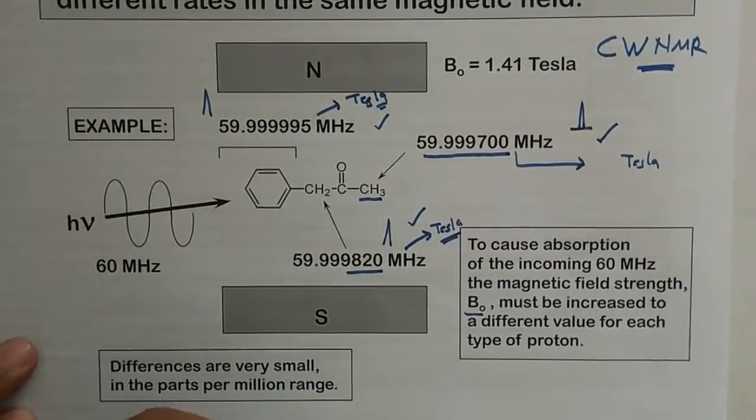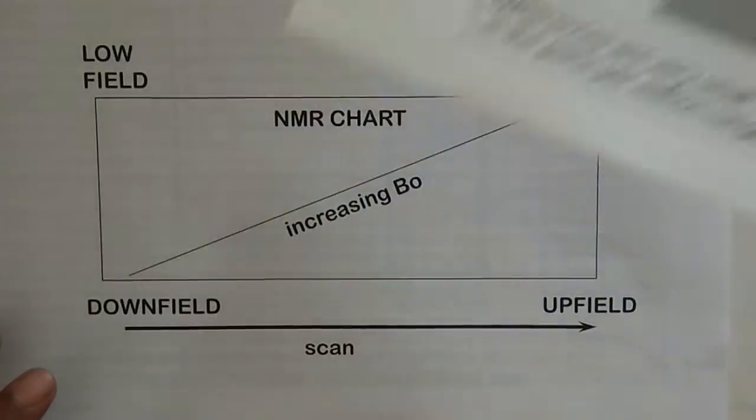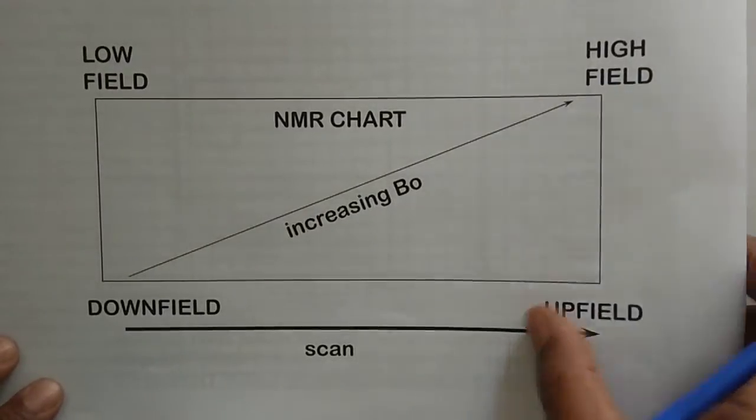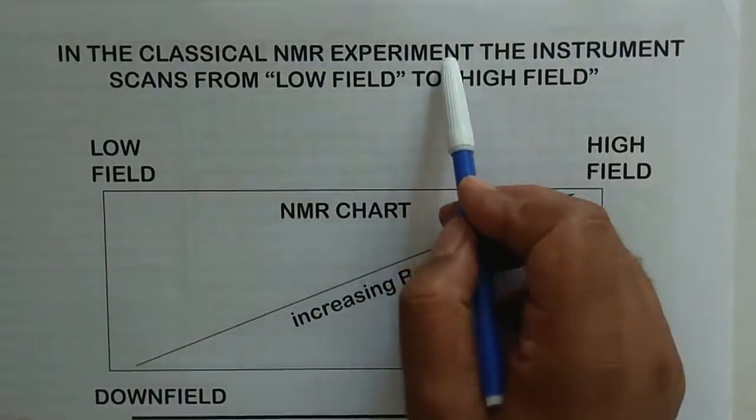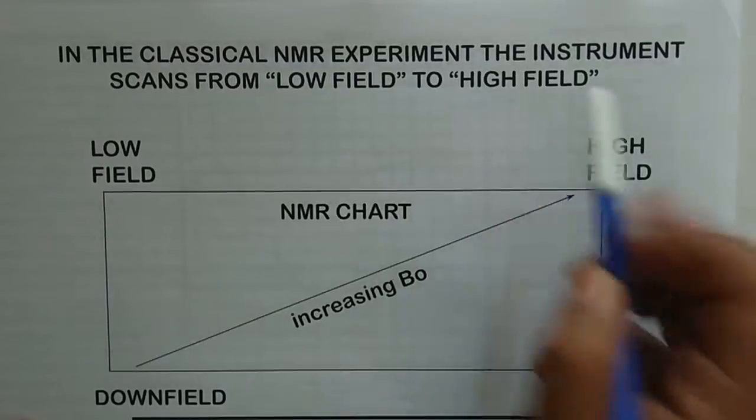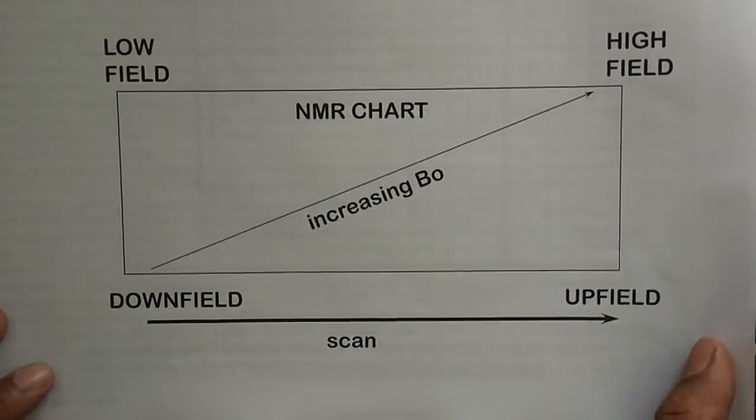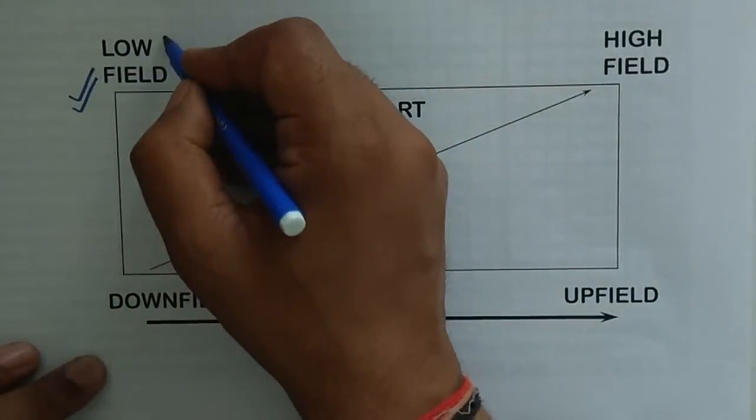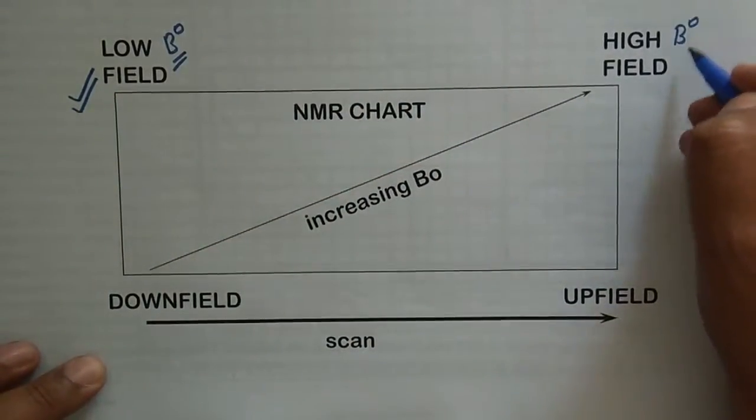So typically the field is scanned, and after scanning, this is the picture you can see, right? It is a little out of the frame here. In the classical NMR spectrum experiment, the instrument scans from the low field to the high field. So what is the meaning of the low field? You can see here, this is your low field, the low value of the magnetic field, and this is high field, high value of the magnetic field.